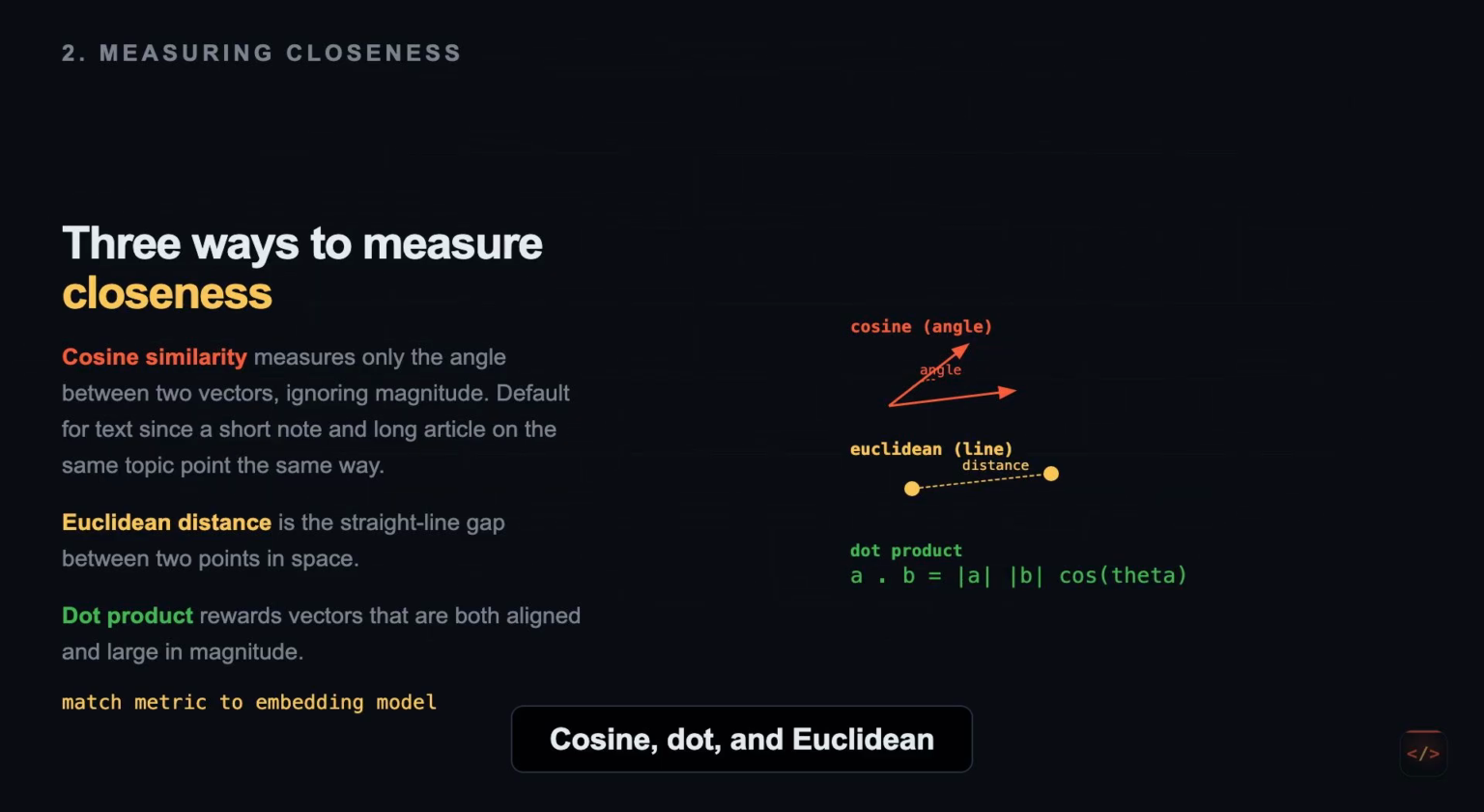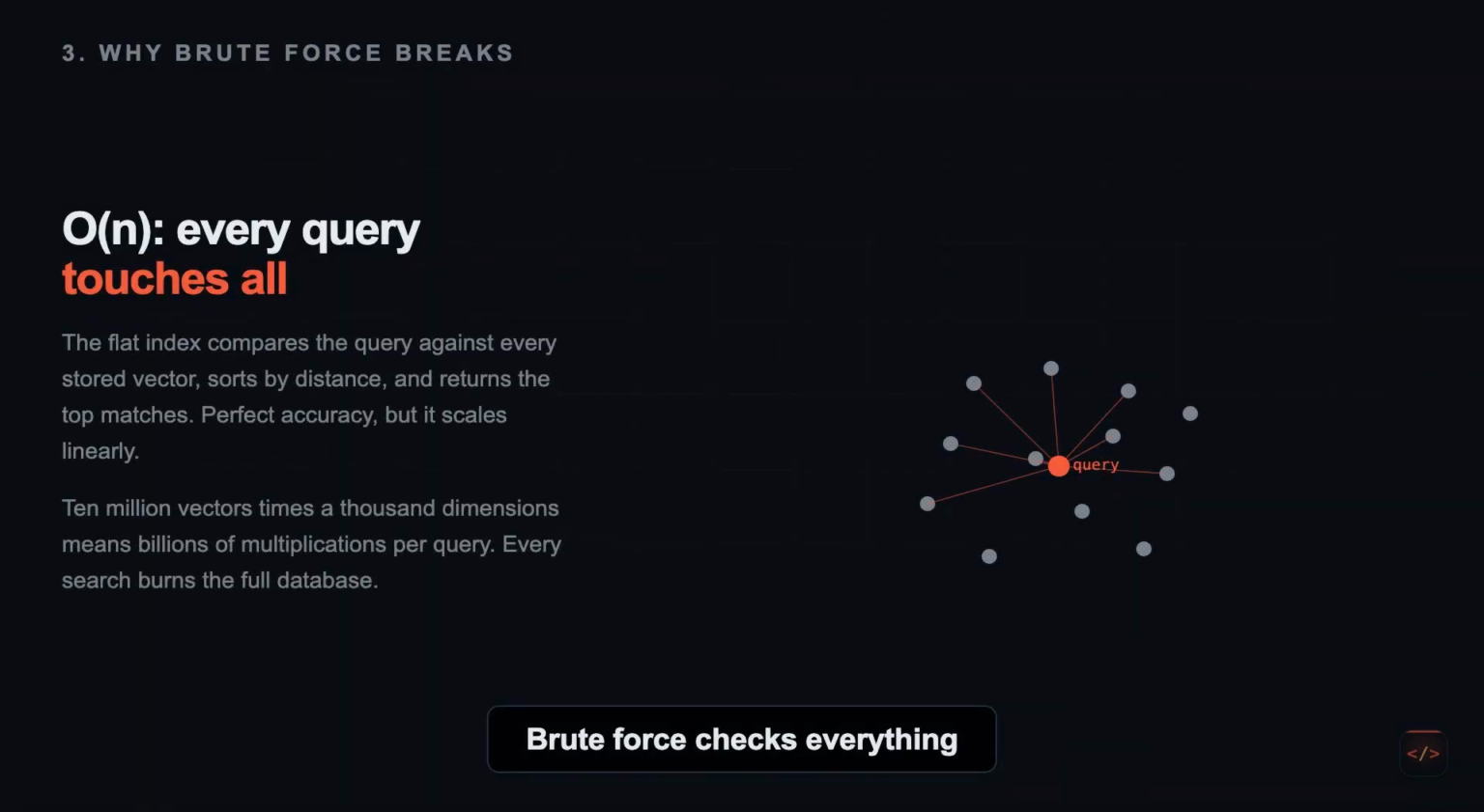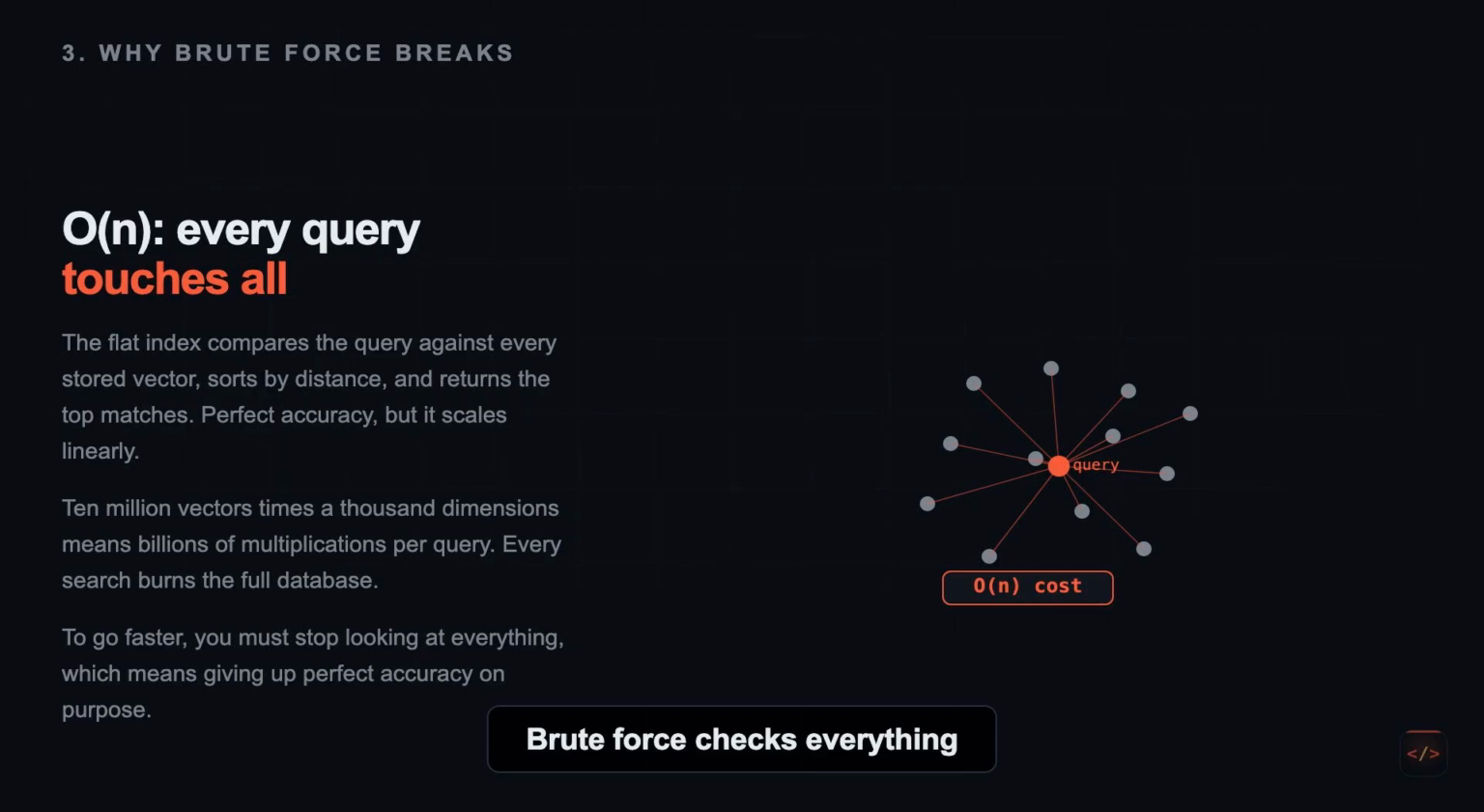The other one is cosine similarity, which measures only the angle between vectors, ignoring their length, which is why it is the default for text. A short note and a long article about the same topic always point the same way. Most embedding models are tuned for one specific measure, so you match the database metric to the model. Pick the wrong one and your results quietly get worse.